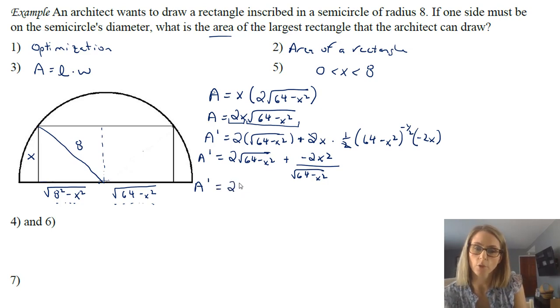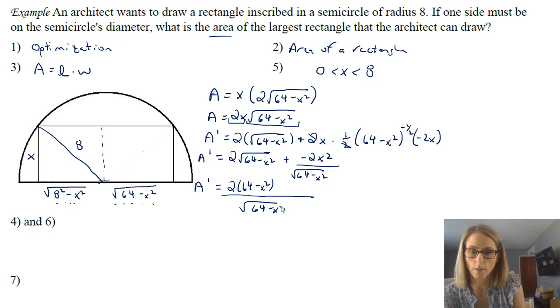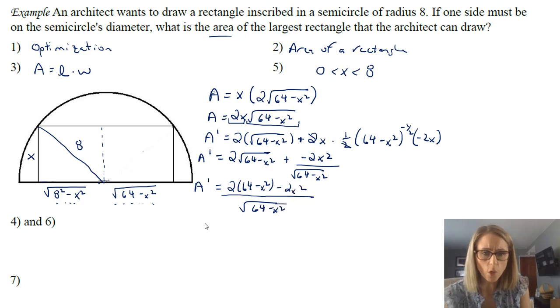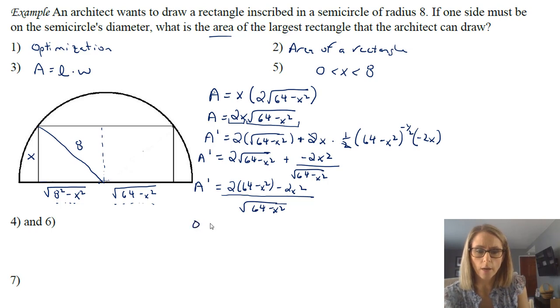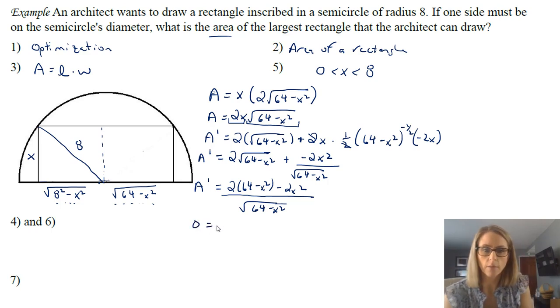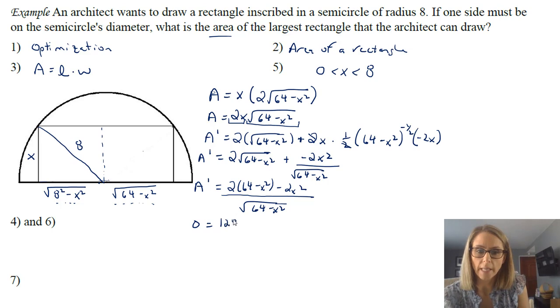So that means multiplying the first piece top and bottom, so I have to give it a bottom. And that's going to get rid of the square root. And then in my denominator, I'll have the square root of 64 minus x squared. And then in the numerator, just the negative 2x squared. So you should be able to see, hopefully now, that that's going to give us 128 minus 4x squared over the square root of 64 minus x squared.